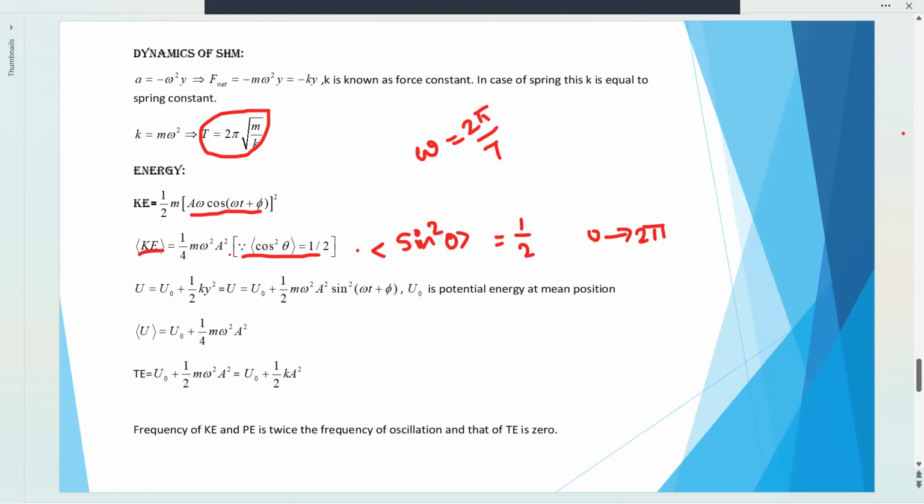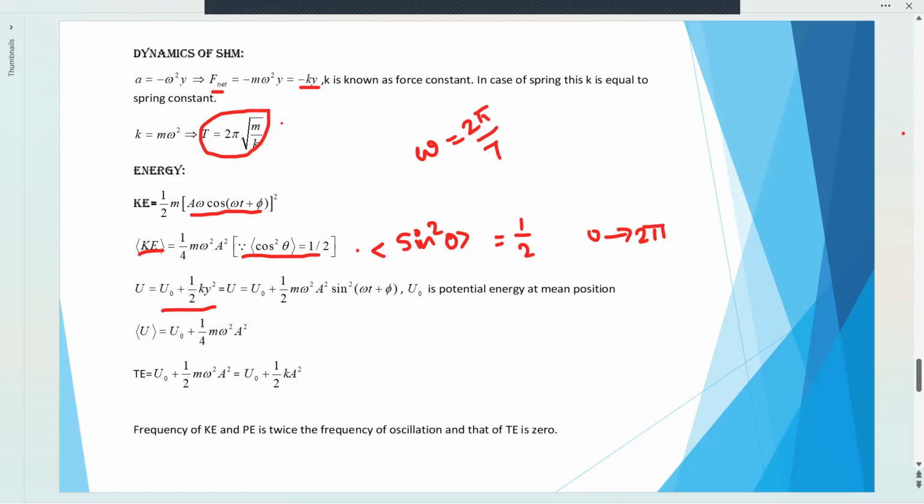So in one cycle, the average value of kinetic energy is 1 by 4 m omega square a square. Okay, right. Now coming to potential energy, it is equal to u naught plus half k y square. We have to focus very carefully. Earlier we discussed that at the mean position, potential energy is minimum, right? That is what I have taken here, u naught plus half k y square. If you observe, in the first line what we got, F equals minus k into y.